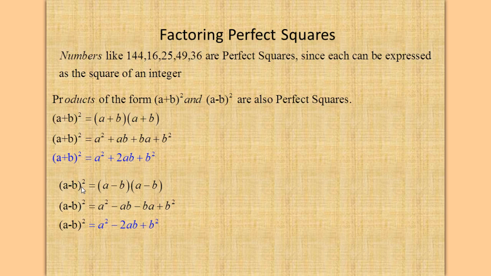And for a minus b squared, that's equal to a minus b times a minus b. And if you multiply that out, you get a minus b squared is equal to a squared minus 2ab plus b squared. Okay, let's continue.